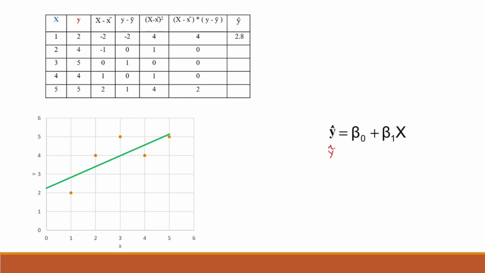So y hat, okay, beta naught, what is beta naught? It is 2.2 plus beta 1, which is 0.6, into x value, which is equal to 1. So what do I get? I'll get 2.2 plus 0.6, which is equal to 2.8, and this is the value I've entered here, 2.8. Similarly, I have to fill all these values: 3.4, then comes 4, 4.6, and finally 5.2.